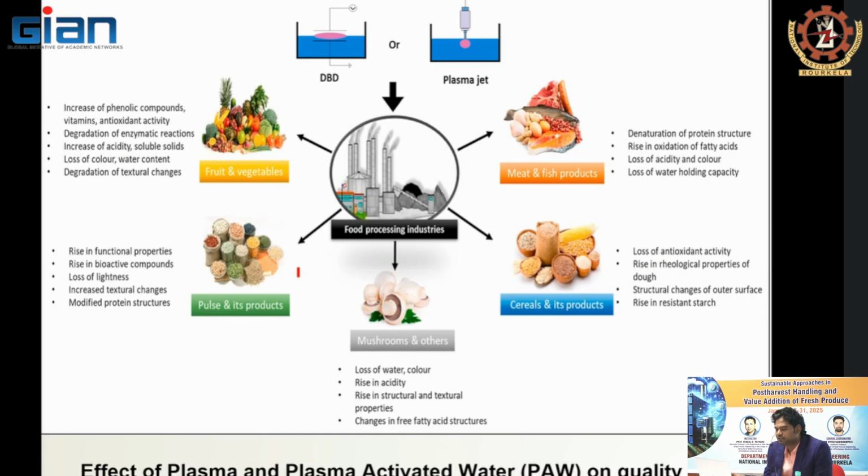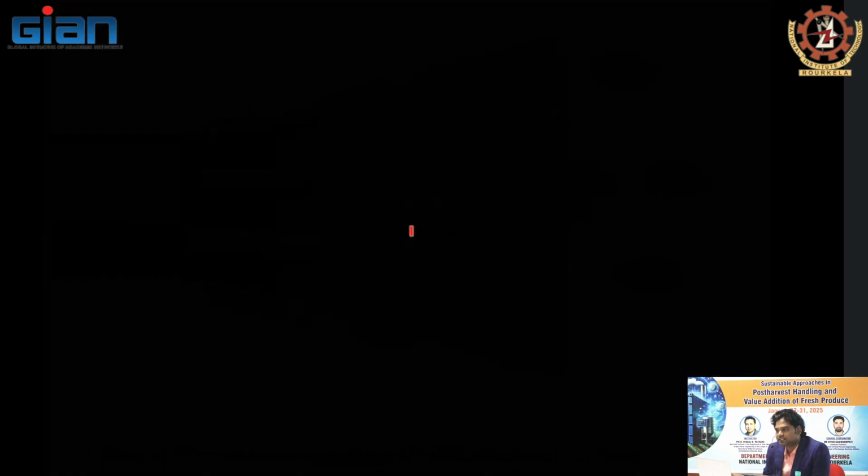Similarly, this plasma has an etching property. When it is exposed to the surface of fruit, it degrades the cell wall component, and it allows enzymes to react and allows bioactive components to come out. So it has some application in extractions as well.